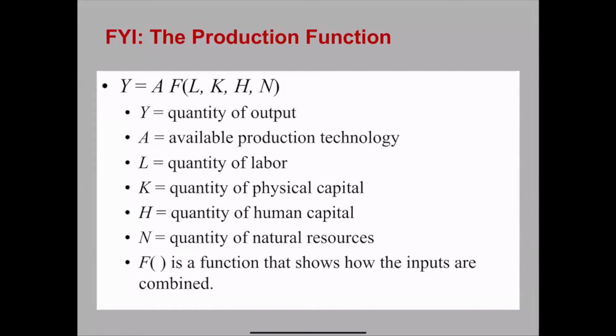The first one is physical capital. I use K, okay? The second one is human capital, which is the quality of the labor. We use H. The last ones are natural resources, N, and technology, A.